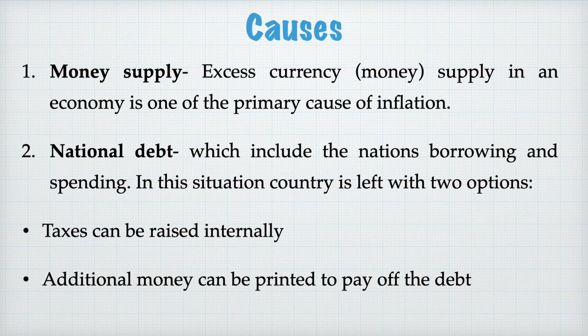Number one is money supply. We read extensively about this in the second chapter, commercial banks, right? What is the function of a commercial bank? How does it turn savings into investment? How does it turn deposits into loans? How does it make credit available to consumers, individuals, companies or entrepreneurs? So that is called money supply. When there is an excess of money supply in an economy, it is one of the primary causes of inflation. Got that point? That's the first cause.